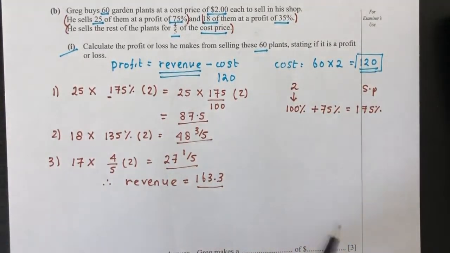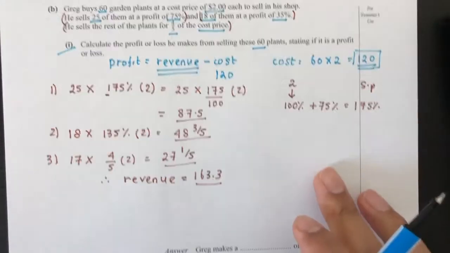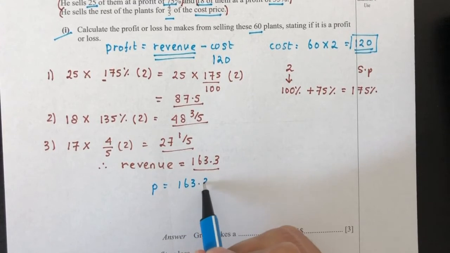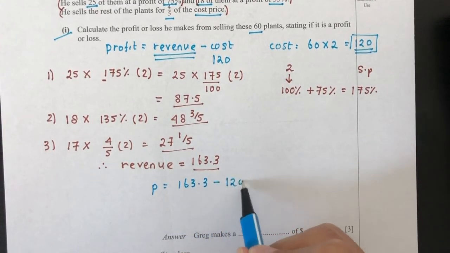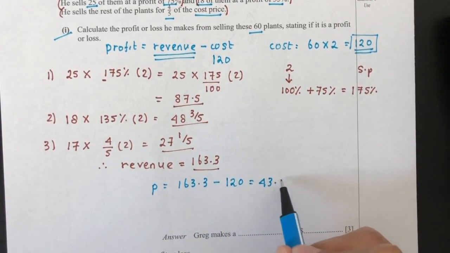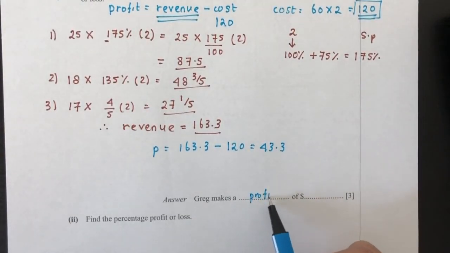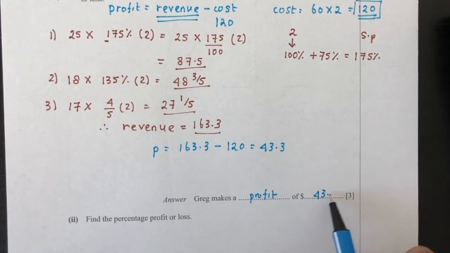So in that case, to have the profit, go back to your equation. That will become profit is 163.3 minus 120. That will be 43.3. So Greg makes a profit of 43.3.